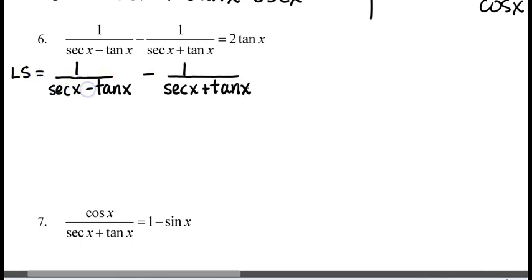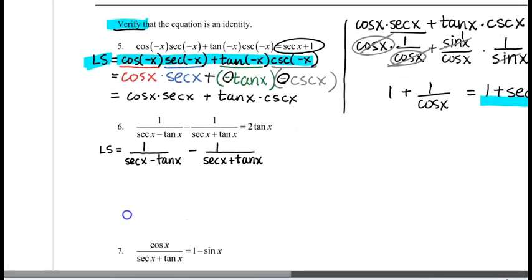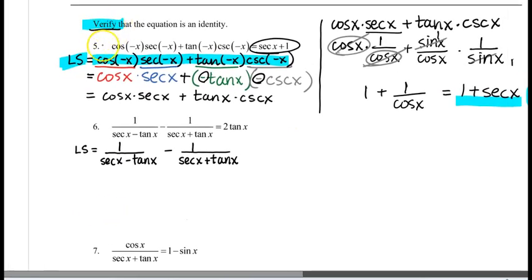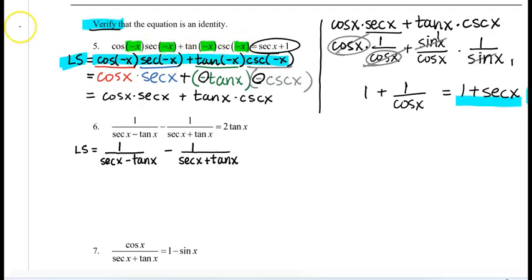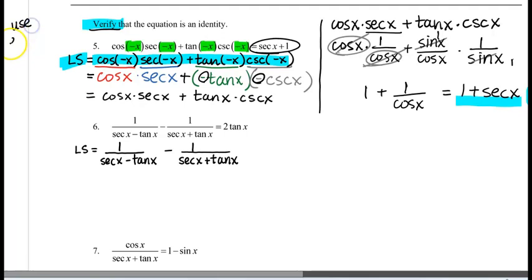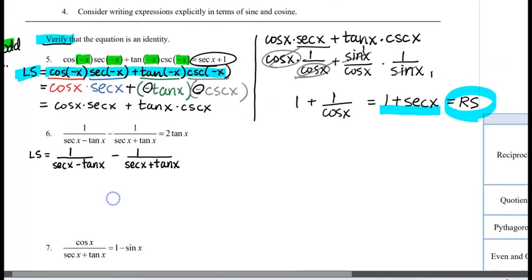And before we go any further, I want to be clear that in number 5, these minuses on the inside were our indication that we should start off and use even odd identities with all those minuses on the inside. After we used even and odd identities and we had no more minuses on the inside, then we were ready to switch to sine and cosine.